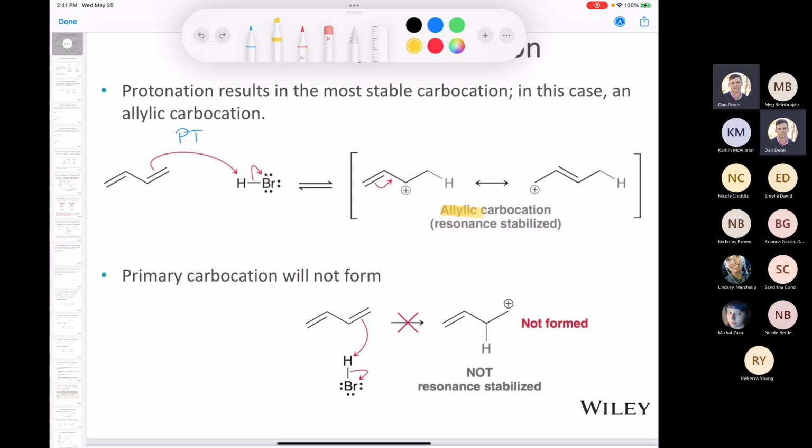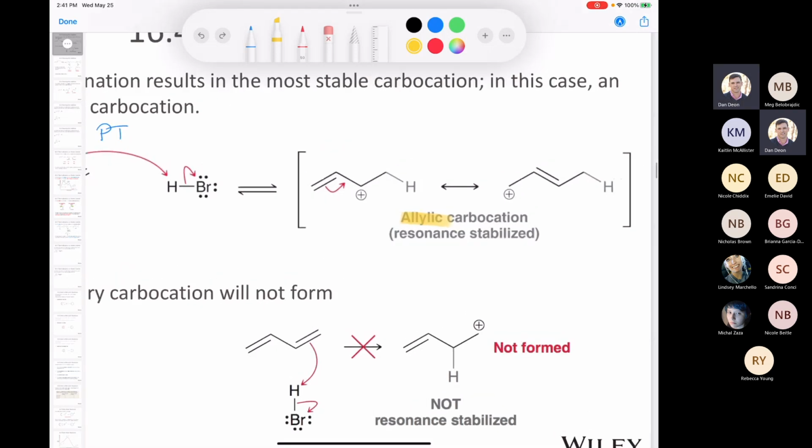And we know that we can draw a resonance contributor for this allylic carbocation. Now, before you say, whoa, stop the presses, Mr. Dion, that's primary. We don't draw primary carbocations. Yes, it is primary. However, it is primary allylic. And so there's nothing wrong with drawing that carbocation. Again, you're not going to draw just a plain old primary carbocation. That's not going to be formed. But a primary allylic carbocation, there's nothing wrong with drawing that because it is resonance stabilized.